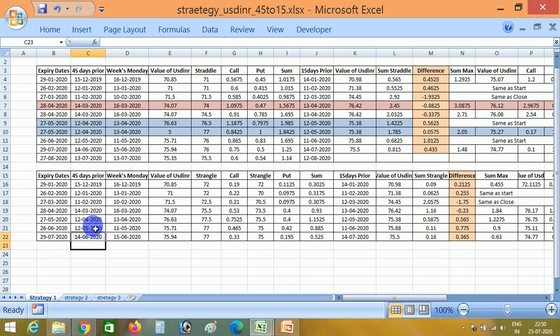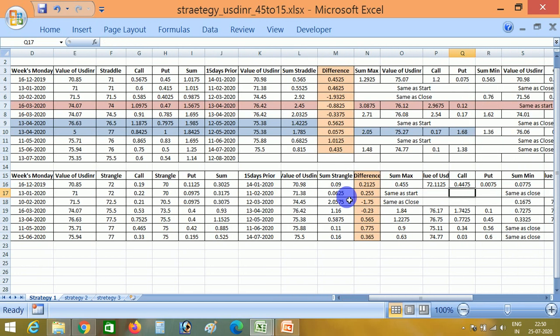So these are the values of strangle. We use the strangle the same as the straddle. We use the strangle of around 1 rupee difference. Like the value of USD INR is 70.85, we use the call strangle at 72, and the put side, sorry, this is put side 70. So we have used this strangle 1 rupee far spread, and we have shown what the profit and loss is here in the strangle itself.